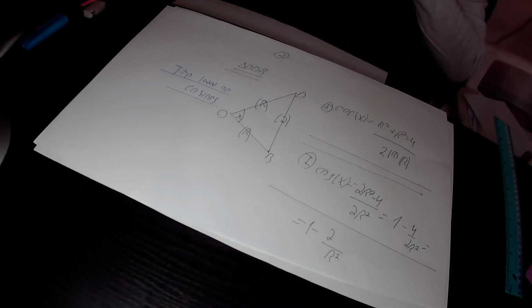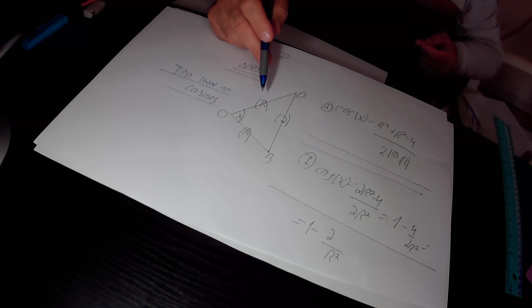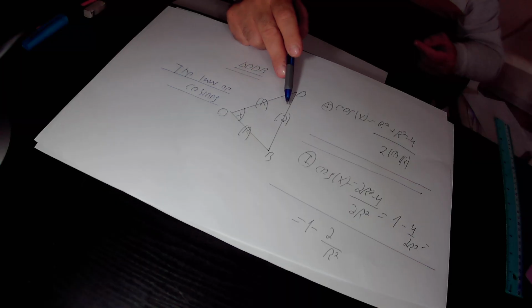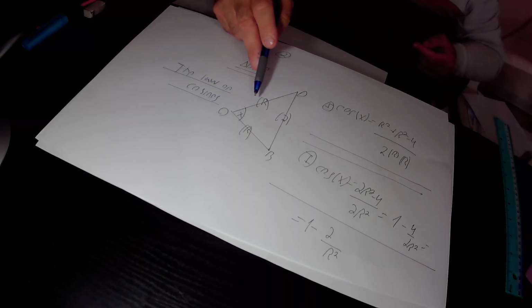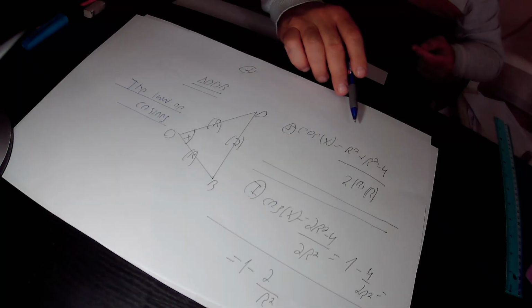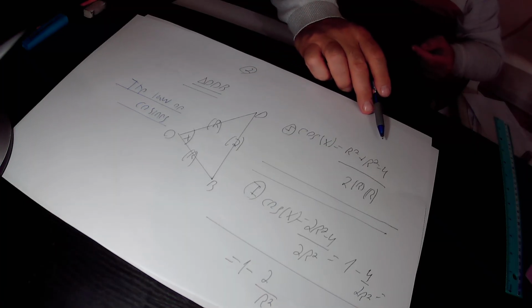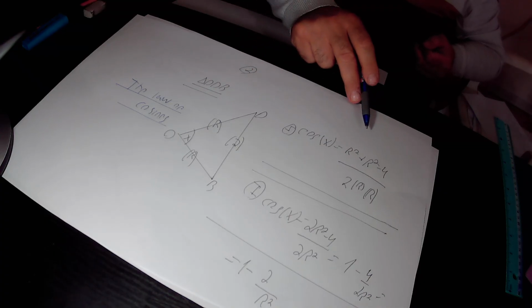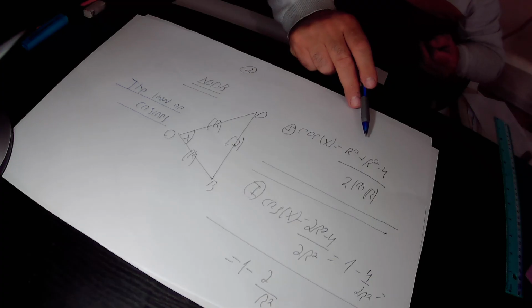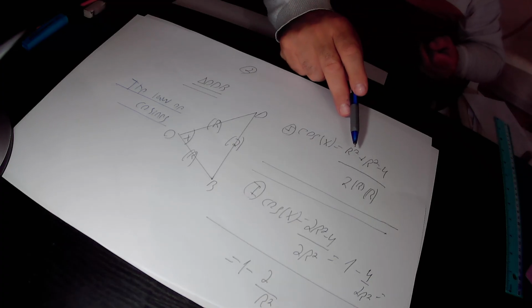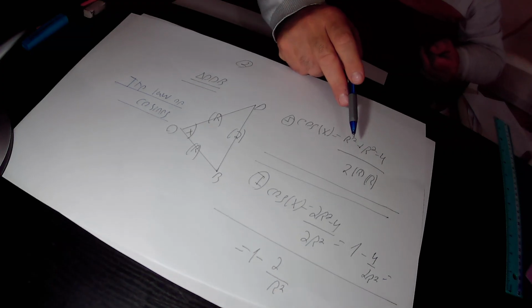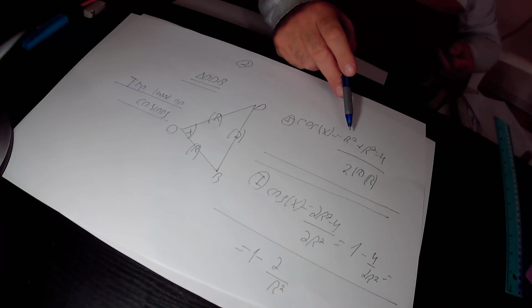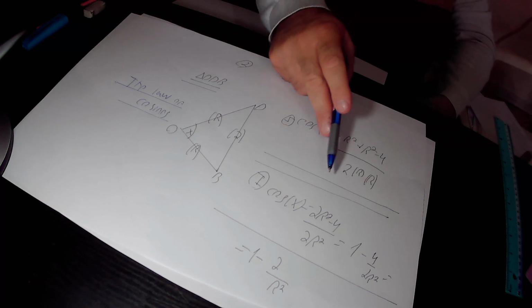In triangle DOB, according to the law of cosines, cosine x will be equal to r squared plus r squared minus 2 squared, that is 4, over 2 times r times r. R squared plus r squared is 2r squared, so in total, in the numerator of this expression, we have 2r squared minus 4, divided by 2 times r times r, that is 2r squared. So cosine x equals 2r squared minus 4 over 2r squared.